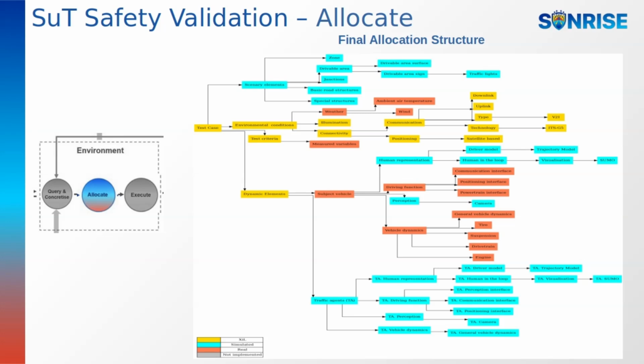Then, the final allocation diagram is obtained. The subject vehicle, its AD functions and dynamics are real. Connectivity and positioning are hybrid. All other elements are simulated. This validated the allocate part of the SAF.